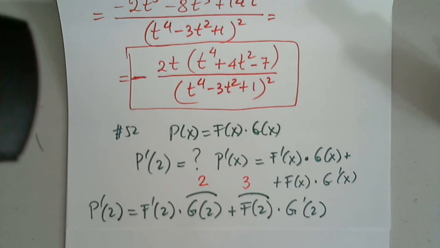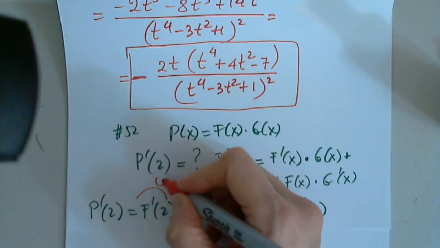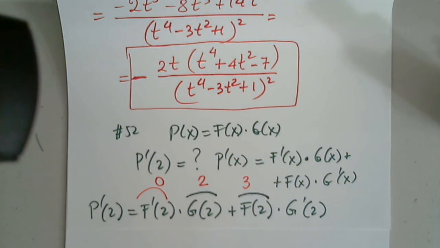So here is 2. Here's the point where x is 2 on the graph of f. What does f prime of 2 mean? What am I asked to find when I'm asked to find f prime of 2? Slope. The slope of the tangent line at that point. Excellent. How much is it? It's 0. Very good. So f prime of 2 is 0. Awesome. Now we have to find g prime of 2.